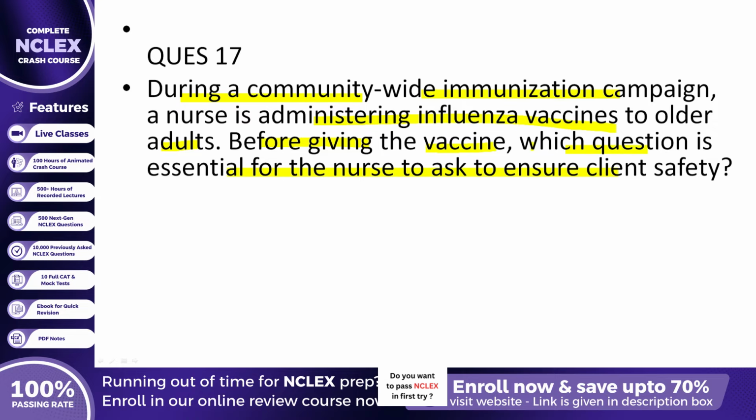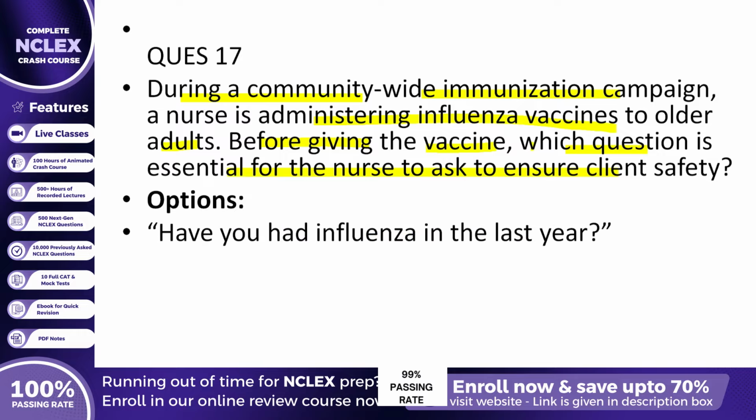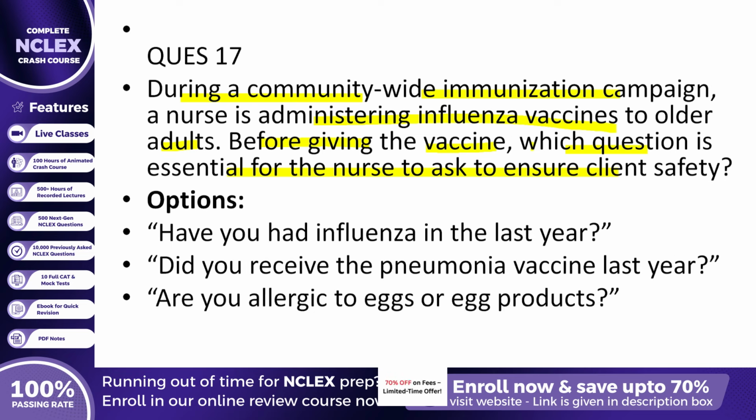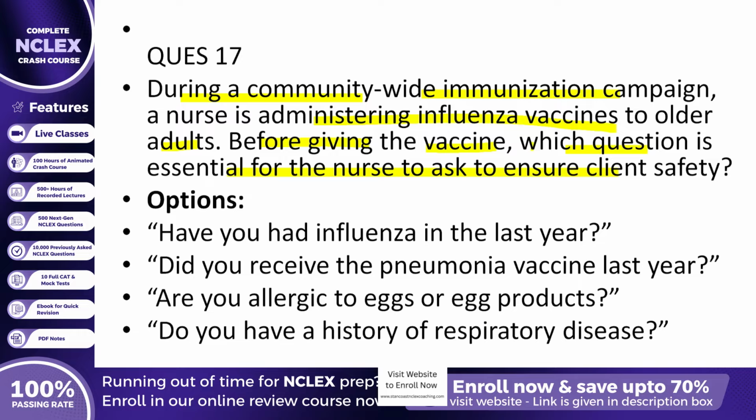Here are the available options to consider carefully. The first option asks, have you had influenza in the last year? The second option inquires, did you receive the pneumonia vaccine last year? The third option asks, are you allergic to eggs or egg products? And the fourth option explores, do you have a history of respiratory disease? The correct answer is option 3. Are you allergic to eggs or egg products?